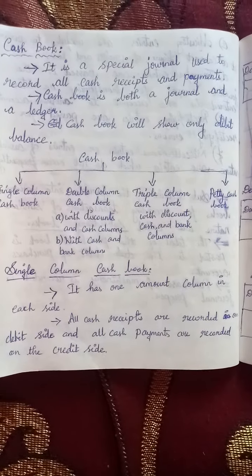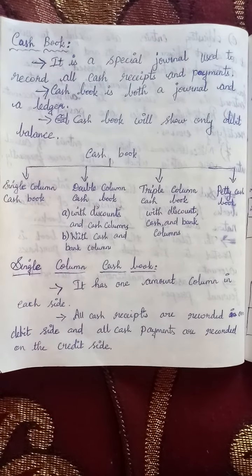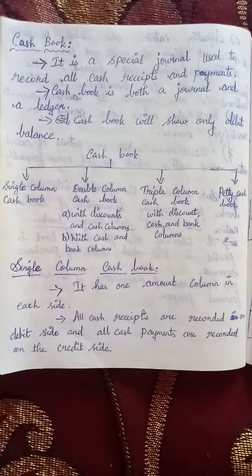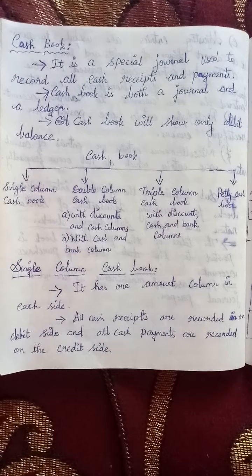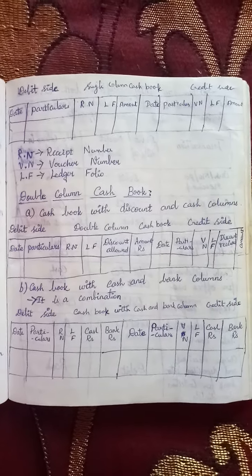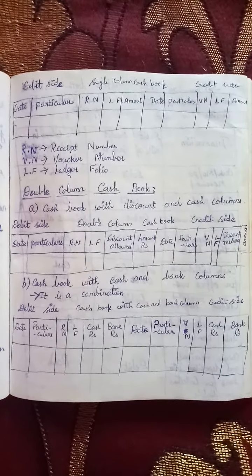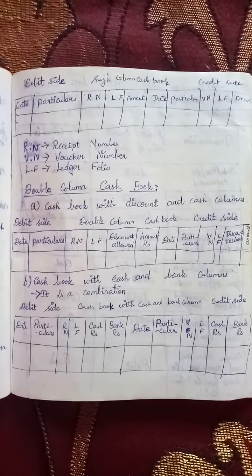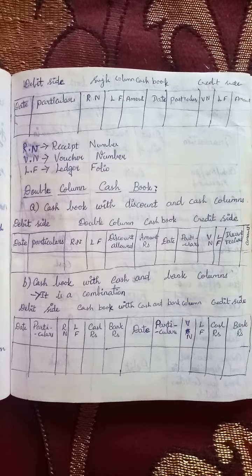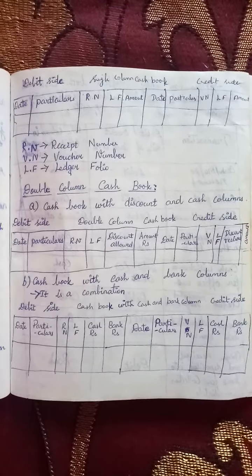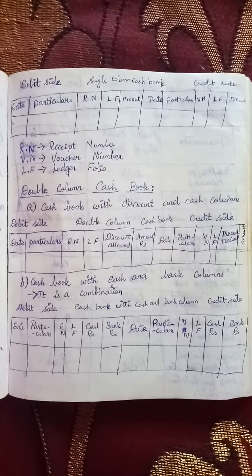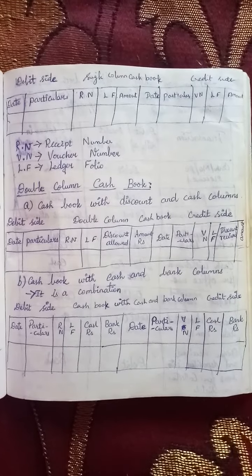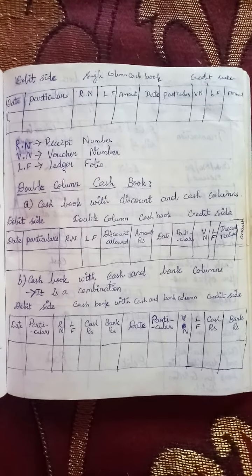Single column cash book. It has one amount column on each side. All cash receipts are recorded on the debit side and all cash payments are recorded on the credit side. The format table looks like this: debit side and credit side, two columns. The debit side contains date, particulars, RN, LF, amount, and the credit side also has date, particulars, VN, LF and amount. RN means receipt number, VN means voucher number, and LF means ledger folio.